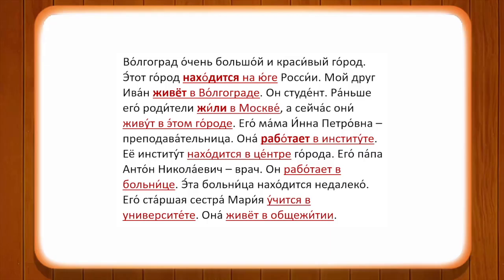Where does my friend Ivan live? Иван живет в Волгограде. So he lives в Волгограде. Он студент. Раньше его родители жили. So жить, the verb to live, has been conjugated in the past form for plural, жили в Москве.